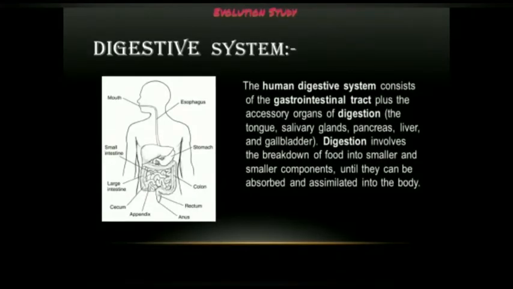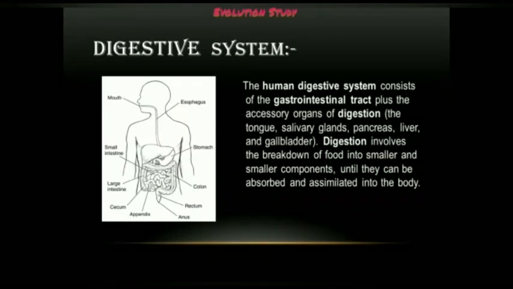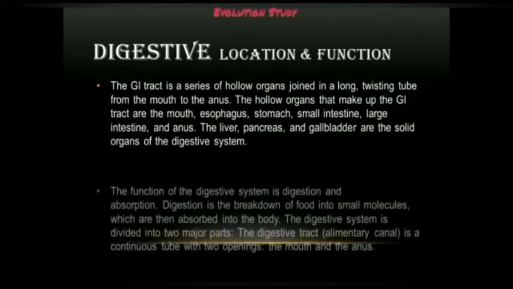Digestive system. The human digestive system consists of the gastrointestinal tract plus the accessory organs of digestion: the tongue, salivary glands, pancreas, liver, and gallbladder. Digestion involves the breakdown of food into smaller and smaller components until they can be absorbed and assimilated into the body. Now its location and function.